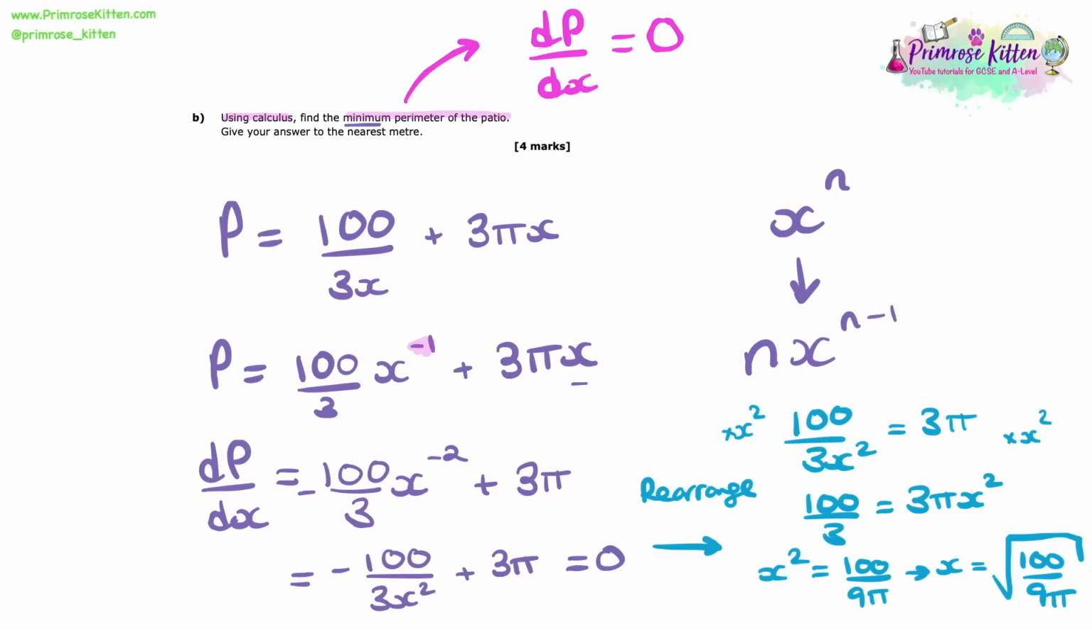Now looking at this question, you can see we're not being asked to find the x value, the minimum value of x. We're being asked to find the minimum perimeter of the patio. So to do that, we need to go back to that original equation for the perimeter. So we know that P equals 100 over 3x plus 3 pi x. And so what we need to do is just substitute our value of x into that equation. It really is as simple as that, but do make sure that in an exam, you almost go back and read the question again after you've worked out the first thing, because I think it'd be very easy to just leave it there and miss out on those last valuable marks.